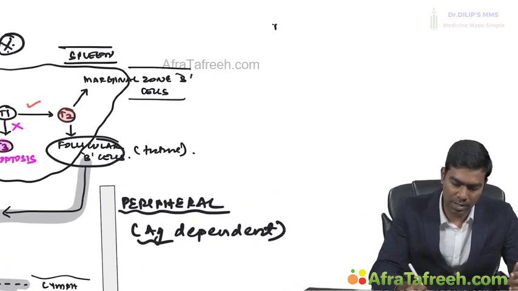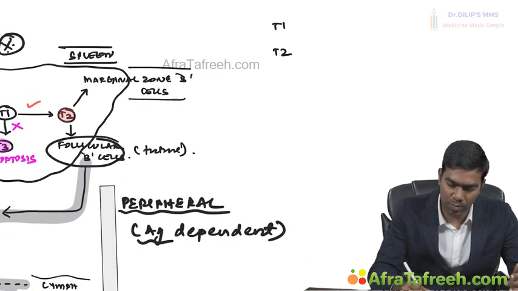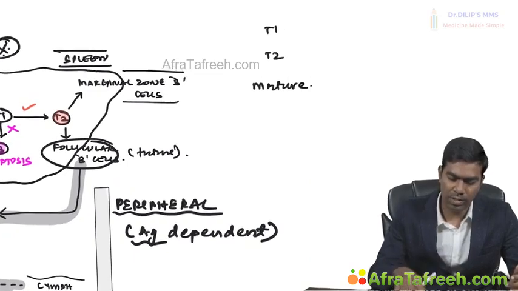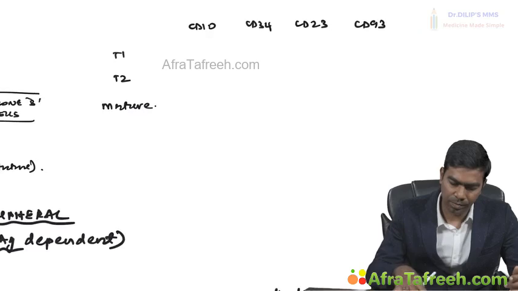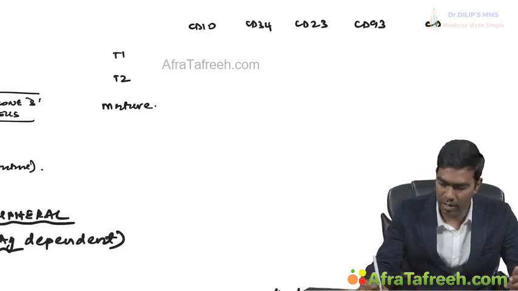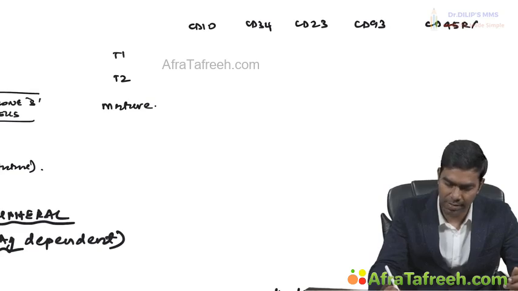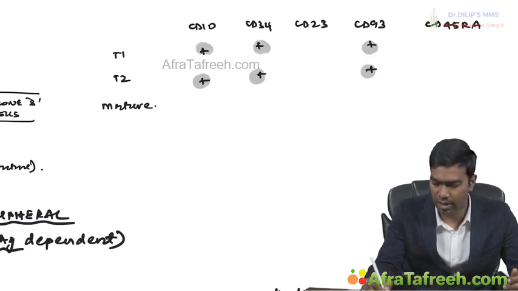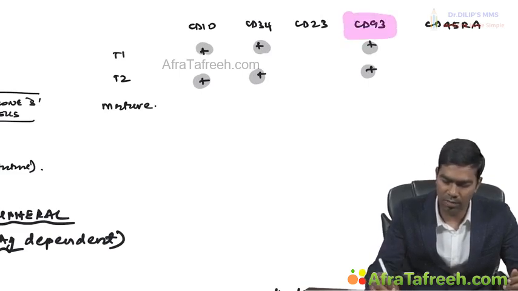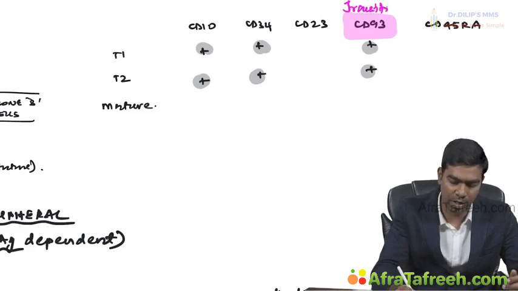I told you there are three types of B cell. One is called a T1 B cell, another one is T2 B cells, and the third one is called a mature B cell. So what are the markers if you ask me? CD10, CD34, CD23, CD93 and CD45RA. CD45RA, receptor alpha. So remember, this transitional B cell will express CD10, CD34, they will express CD93 also. Very important point. All these things are very important: CD34, CD10 and CD93.